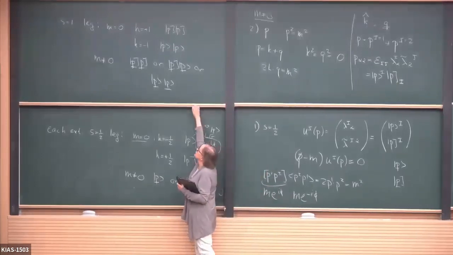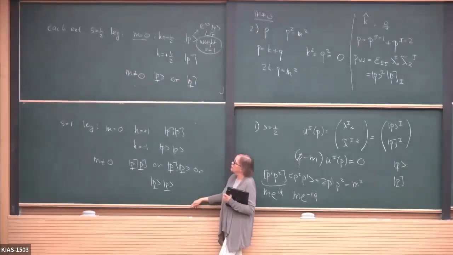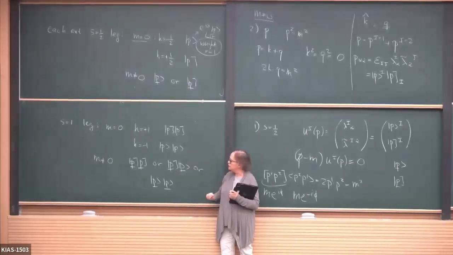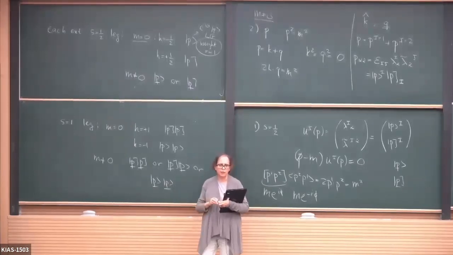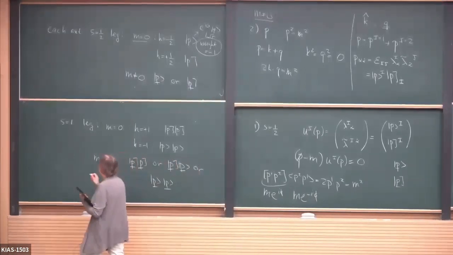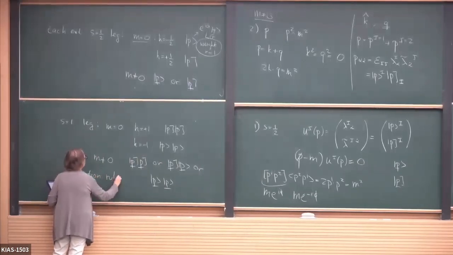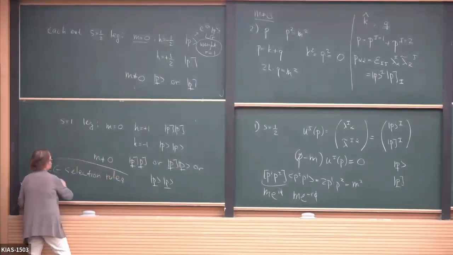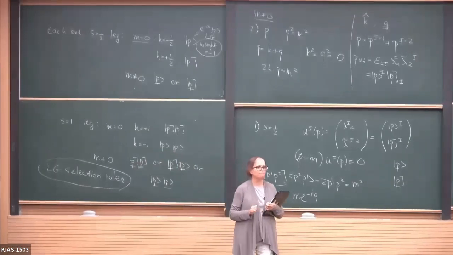And similarly for the vectors, again, the amplitude has to carry charge plus 2 or minus 2, or have these two doublets in a symmetric combination. So this is going to give us selection rules on the allowed amplitudes, and specifically little group selection rules. Any questions about this? Okay.